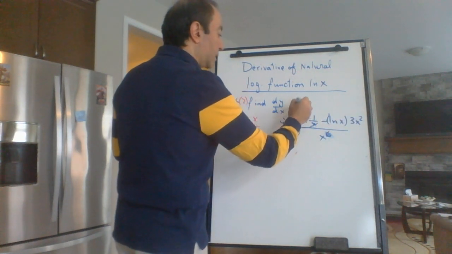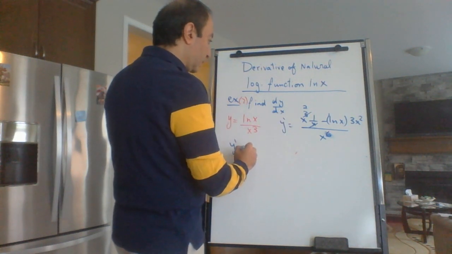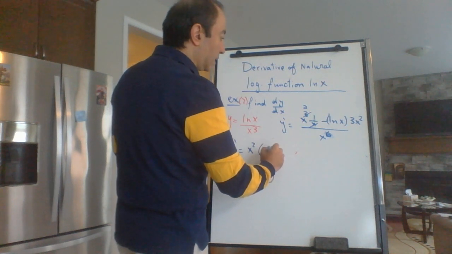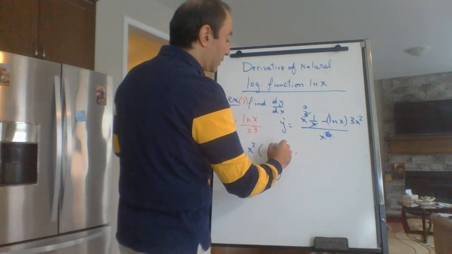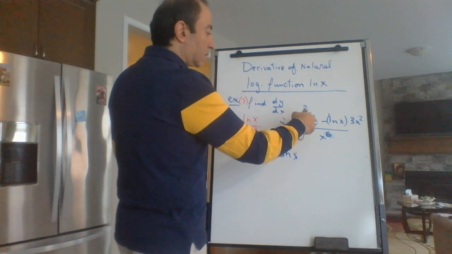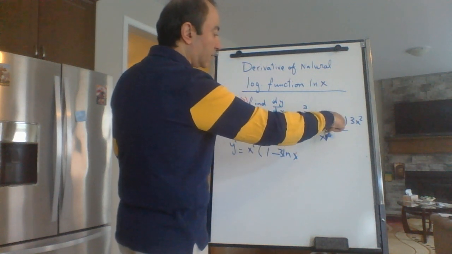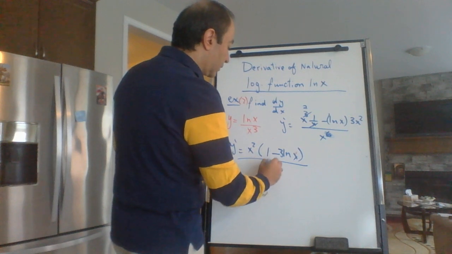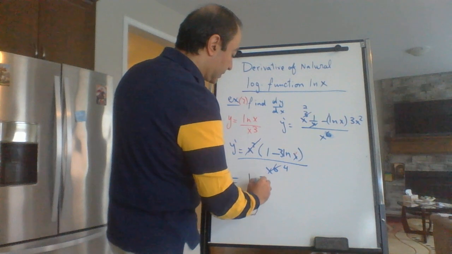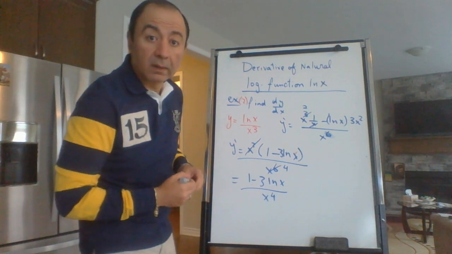This x and this cancel out and leave x squared here, so y prime will equal, I'll factor x squared out, so that's x squared times 1 minus 3 ln x over x to the power of 6. I factored x squared out, so that leaves 1, and from here that leaves 3 ln x. Of course, this can be cancelled out, and we get 1 minus 3 ln x over x to the power of 4. This is the derivative.